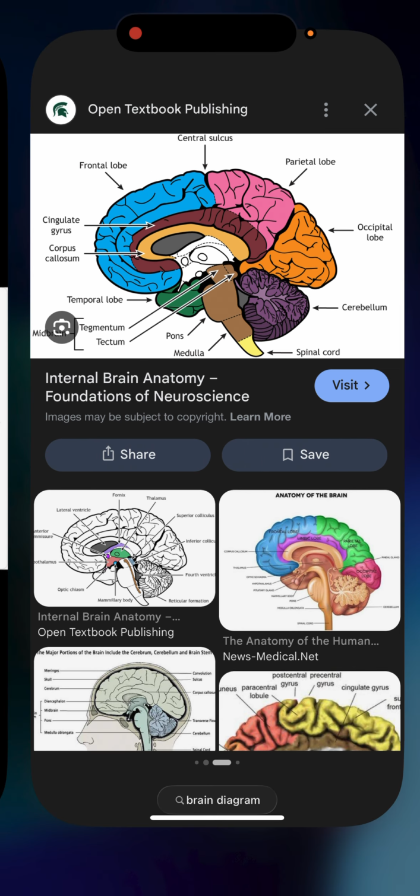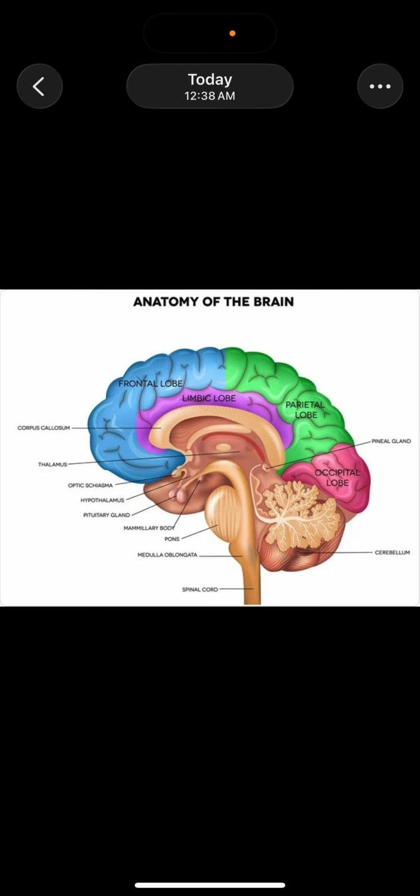That's basically what you want to know. The cerebellum is like the weird tree-looking thing. Right above the tree-looking thing is the pineal gland.